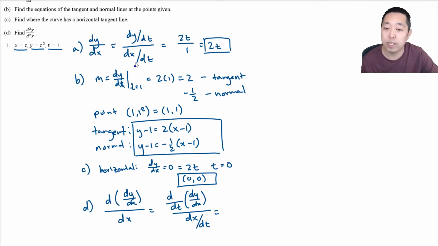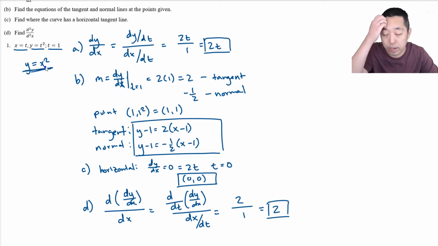It's the same notation as before. When I wanted the derivative of y with respect to x, I took the derivative of my function with respect to t divided by dx/dt, and I'm going to do the same thing here. Now dy/dx is 2t, so the derivative of that is 2, and dx/dt is 1, so this is just 2. It's a constant. Let's see if this makes sense. I can do it a different way, without the parametric approach. Because x is t, y is equal to x squared, so this is a parabola.